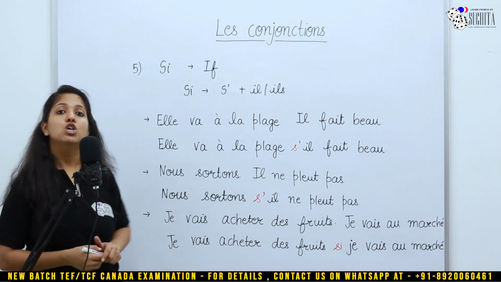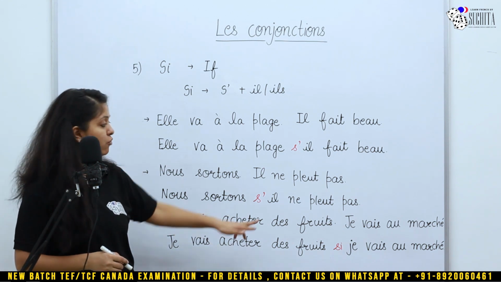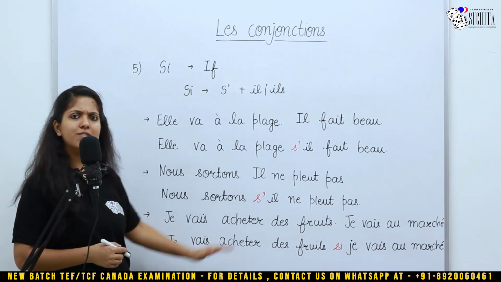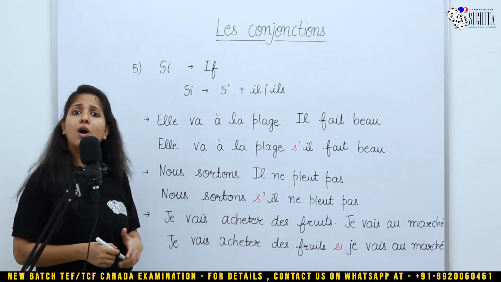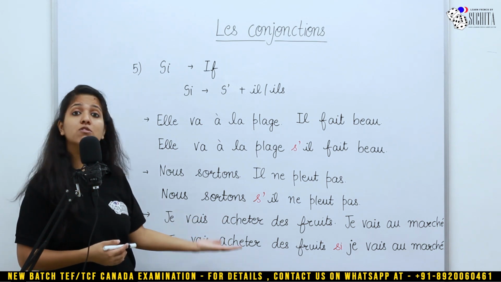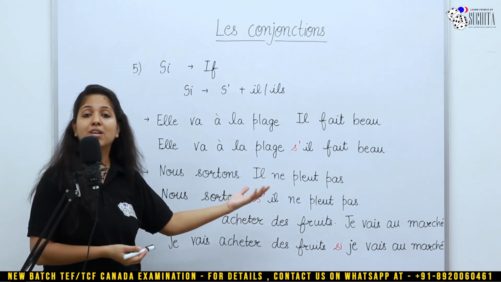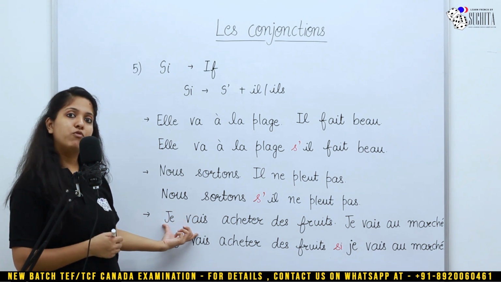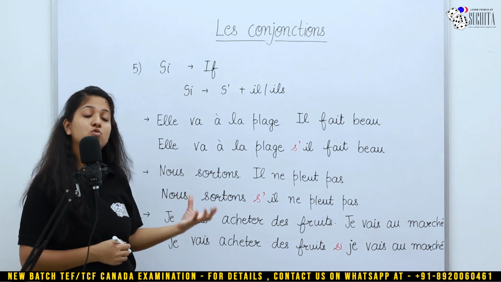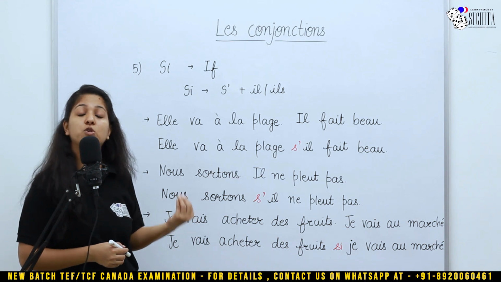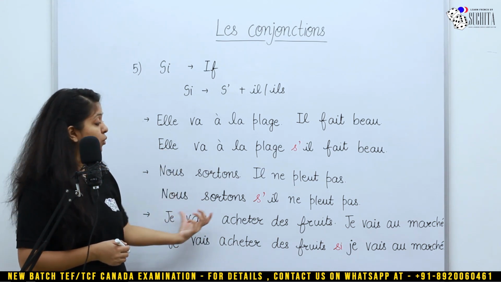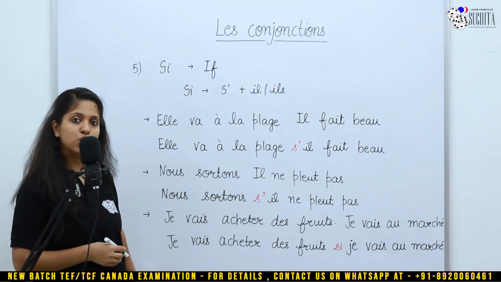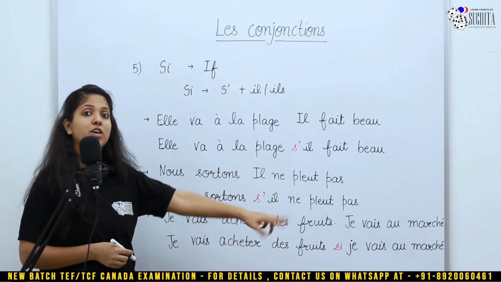Alors, troisième. Je vais acheter des fruits. Je vais au marché. So I'm going to buy some fruits. I go to the market. Now I'm going to buy some fruits only when I go to the market. So there is a condition. If I go to the market, I will buy some fruits. So what conjunction are we going to use? We are going to use si. I'm going to buy some fruits if I go to the market. So je vais acheter des fruits si je vais au marché.